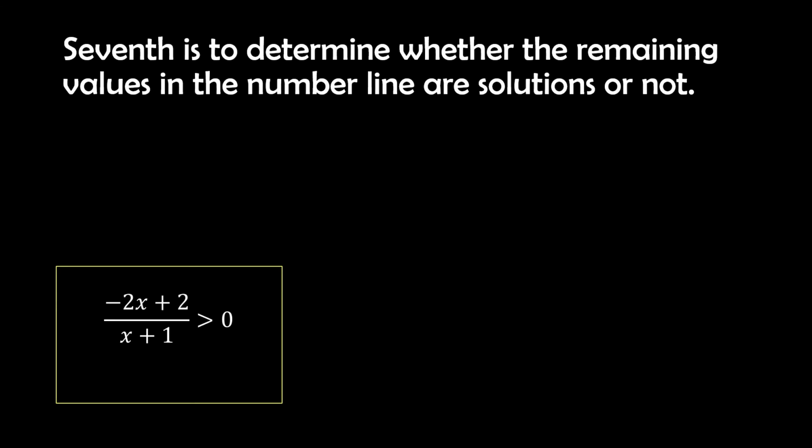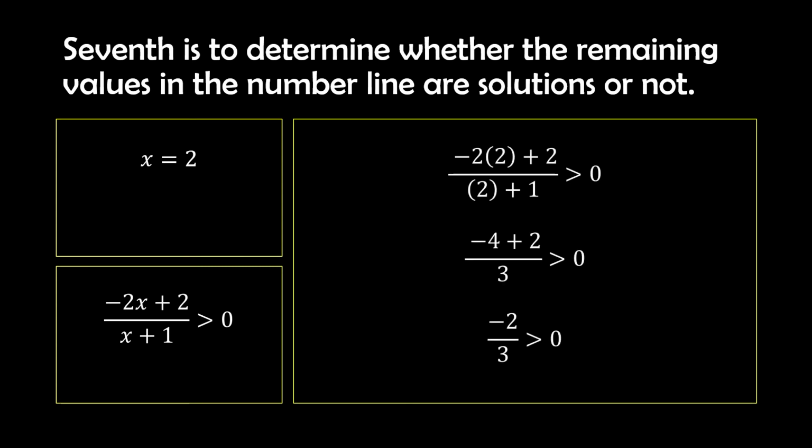Now, seventh is to determine whether the remaining values in the number line are solutions or not. So we'll try first the succeeding numbers after x equals positive 1. Let's try x equals positive 2, nearest to 1, so it's going to be easier. And as you can see, the inequality is not true, therefore it is not a solution, and you don't have to do anything on our number line. But what if it is true? Well, we put an arrow, which means that it extends towards infinity.